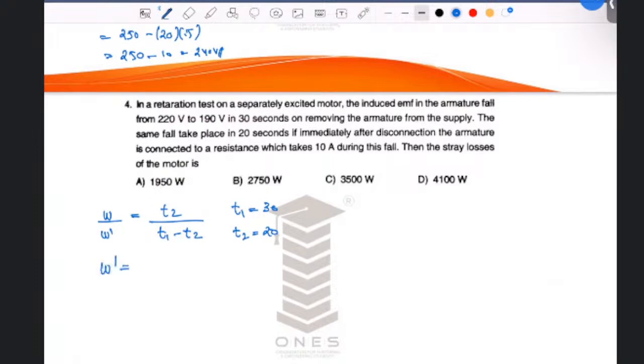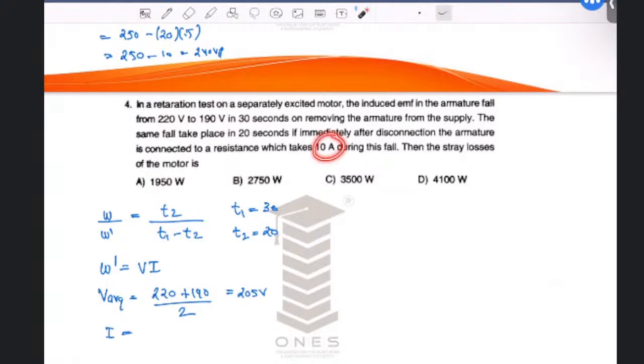What is W dash? Power. Power is equal to V into I. Okay, now what is V? V is falling from 220 volt to 190 volt. So V average will be 220 plus 190 by 2. And 220 plus 190 is, this comes around 205 volt. And I value we know, I is how much? I is 10 ampere. So W dash is equal to 205 into 10, that is equal to 2050 watts.